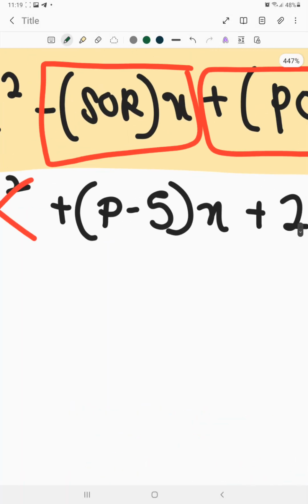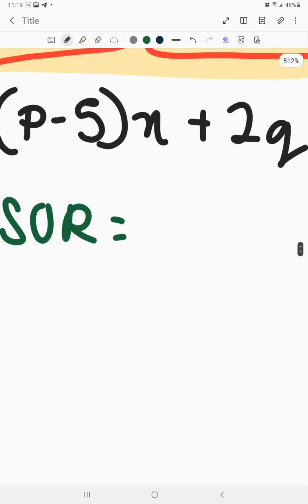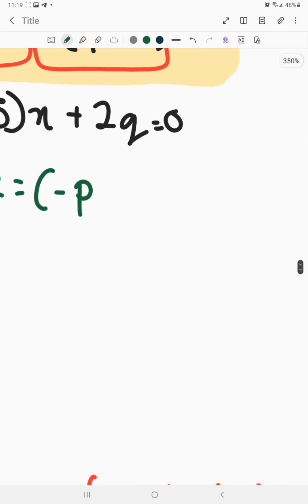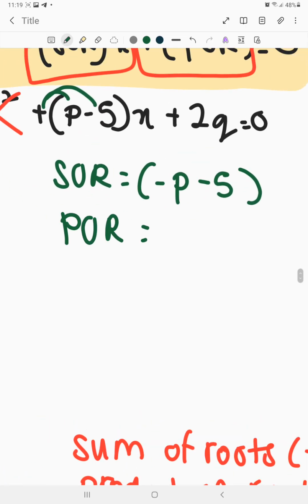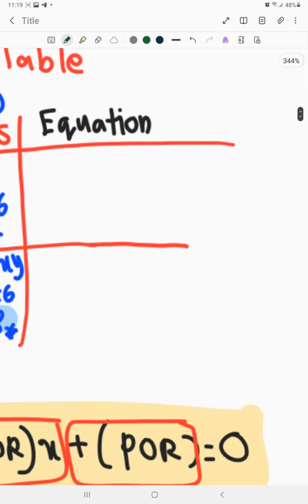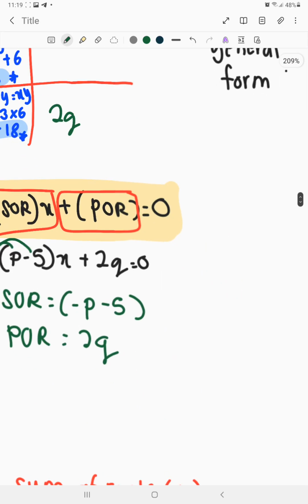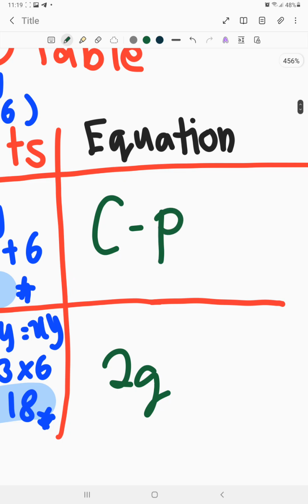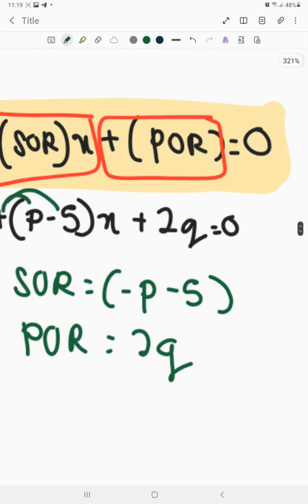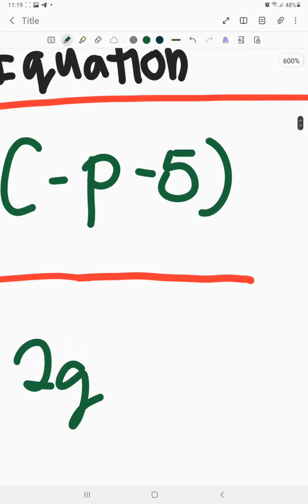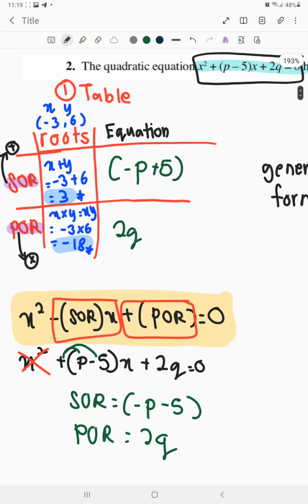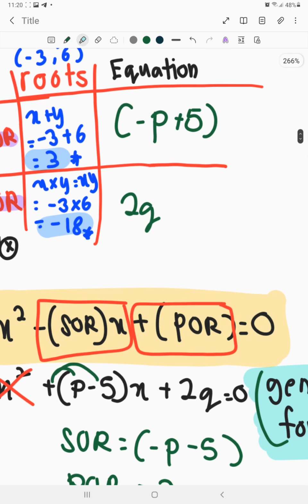So the SOR is negative p, negative positive is negative 5, and the POR is 2q. So you can just write here 2q from the equation and negative p, negative 5, because you need to change the symbol so that you will be getting positive over here. So how are you going to do it? I already set it up.